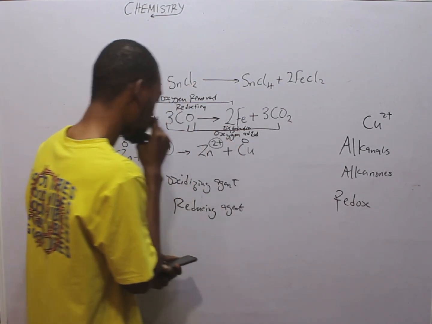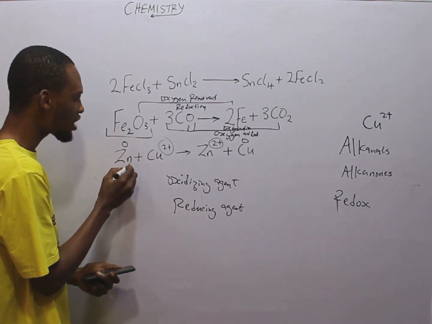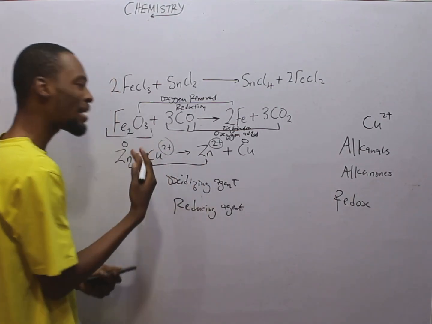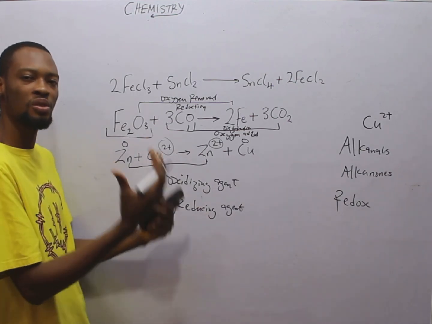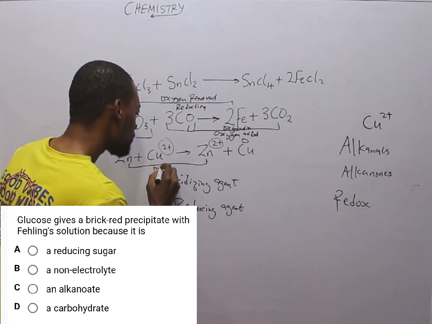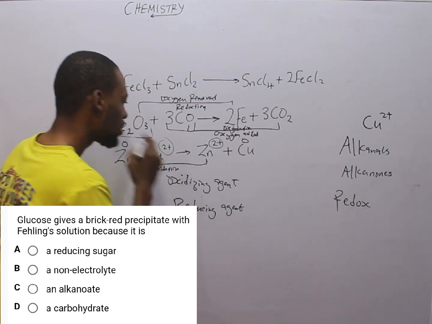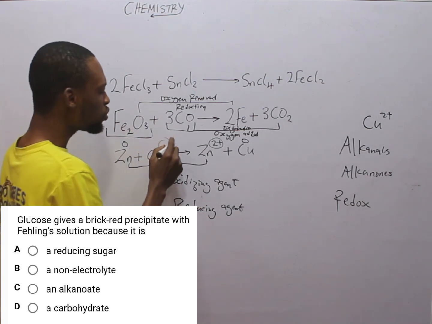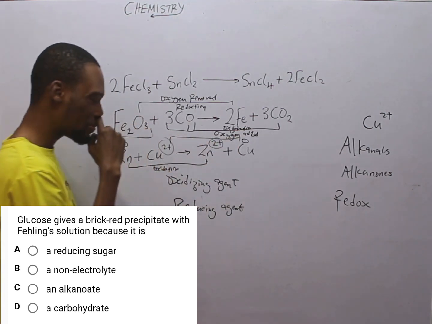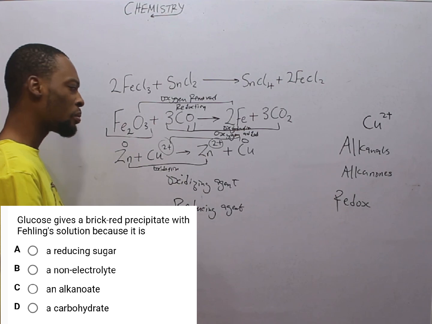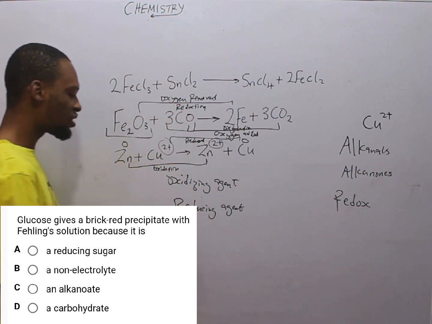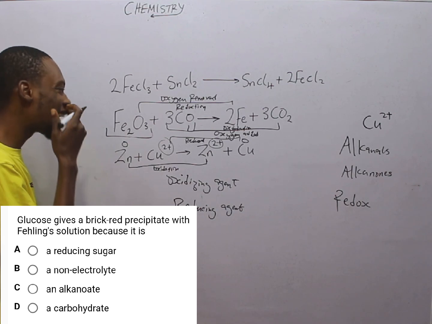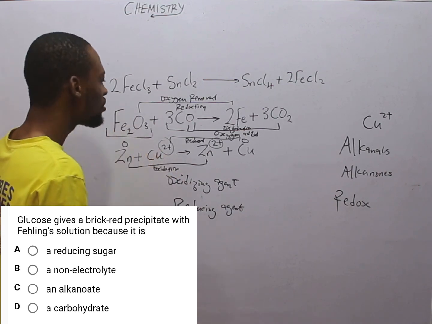It is neutral. Now look at zinc. Zinc from here to here, oxidation number has increased. And I told you that oxidation is an increase in oxidation number. So this is oxidation. Look at copper. From 2, it went down to 0, which means there is a reduction in oxidation number. So copper has been reduced. The one that is reduced is the oxidizing agent, and the one that is oxidized is the reducing agent.